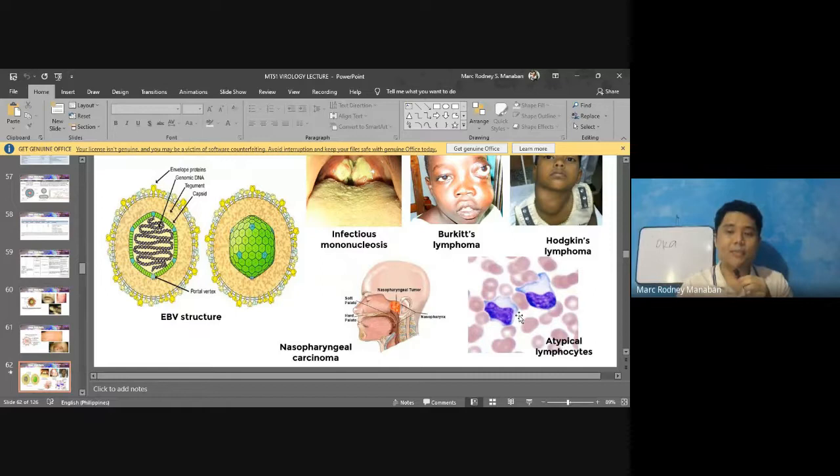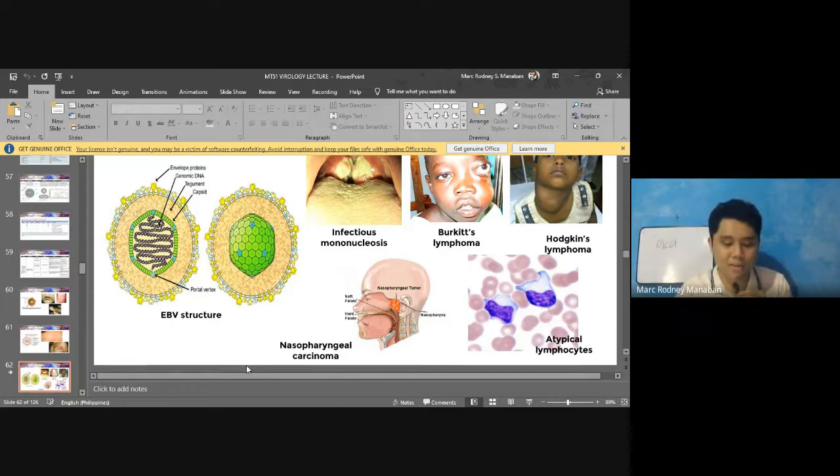So take note again, HSV 1 and 2, varicella zoster is the third, EBV is number 4. And your number 5 is of course your CMV.